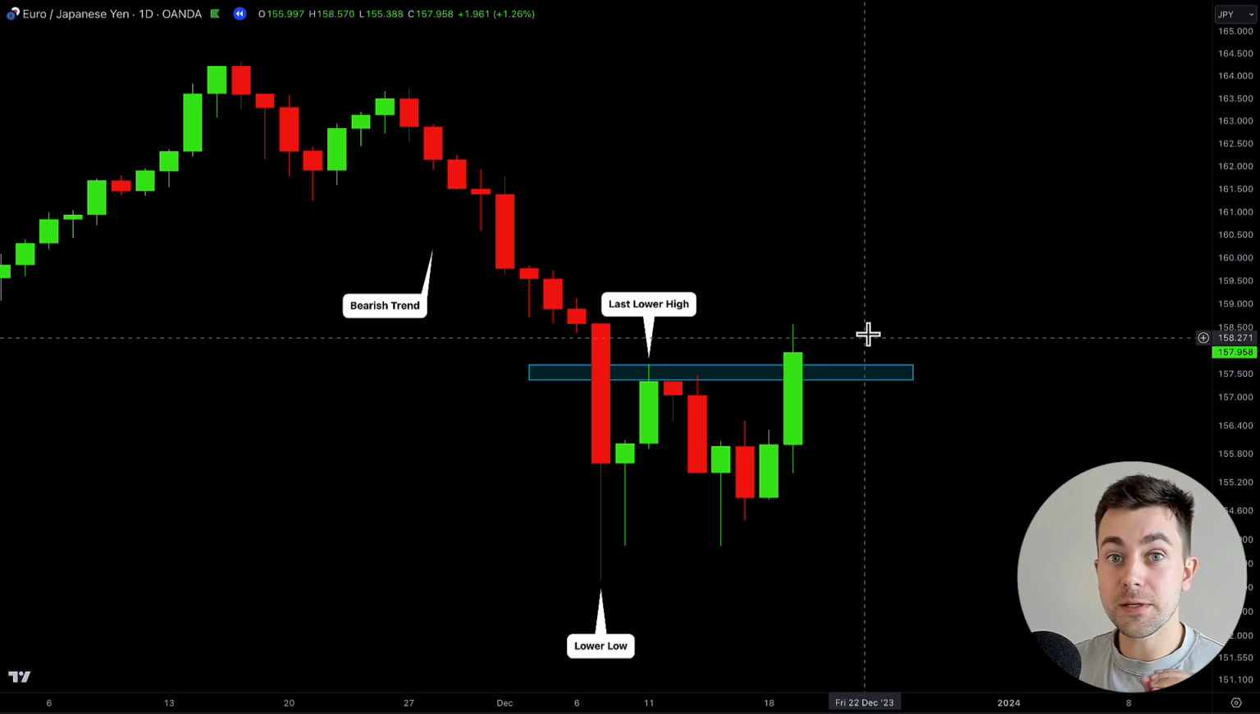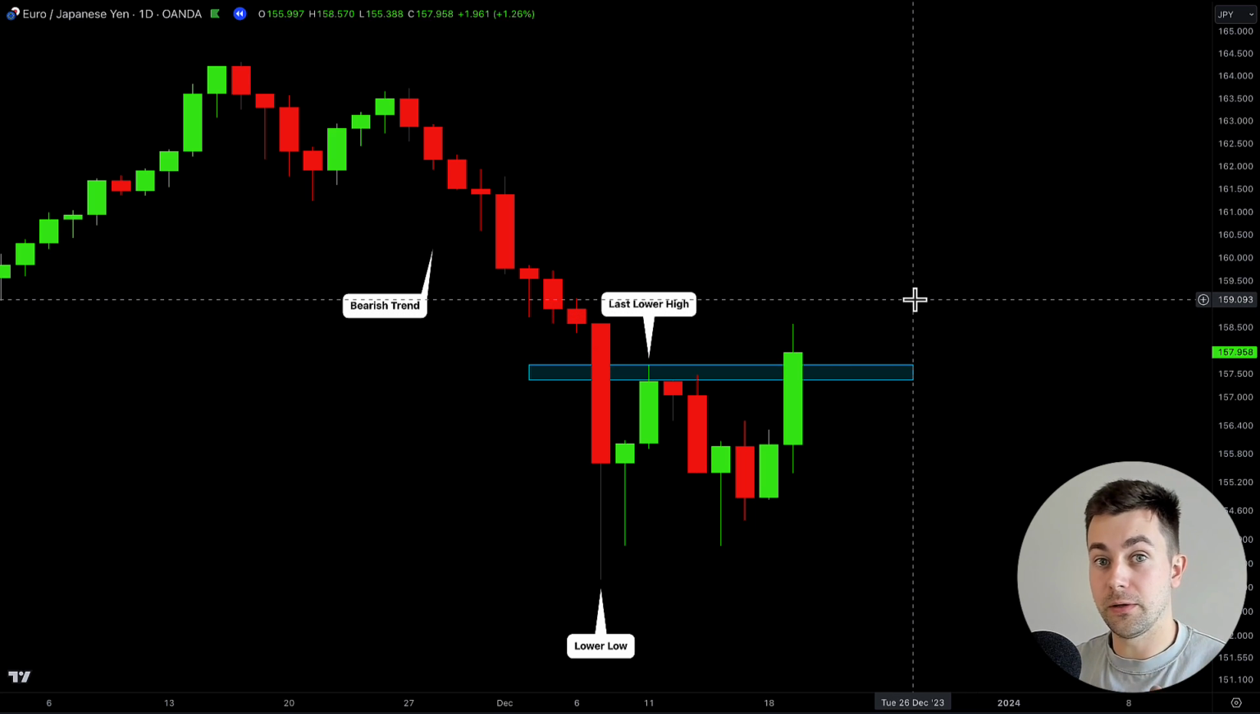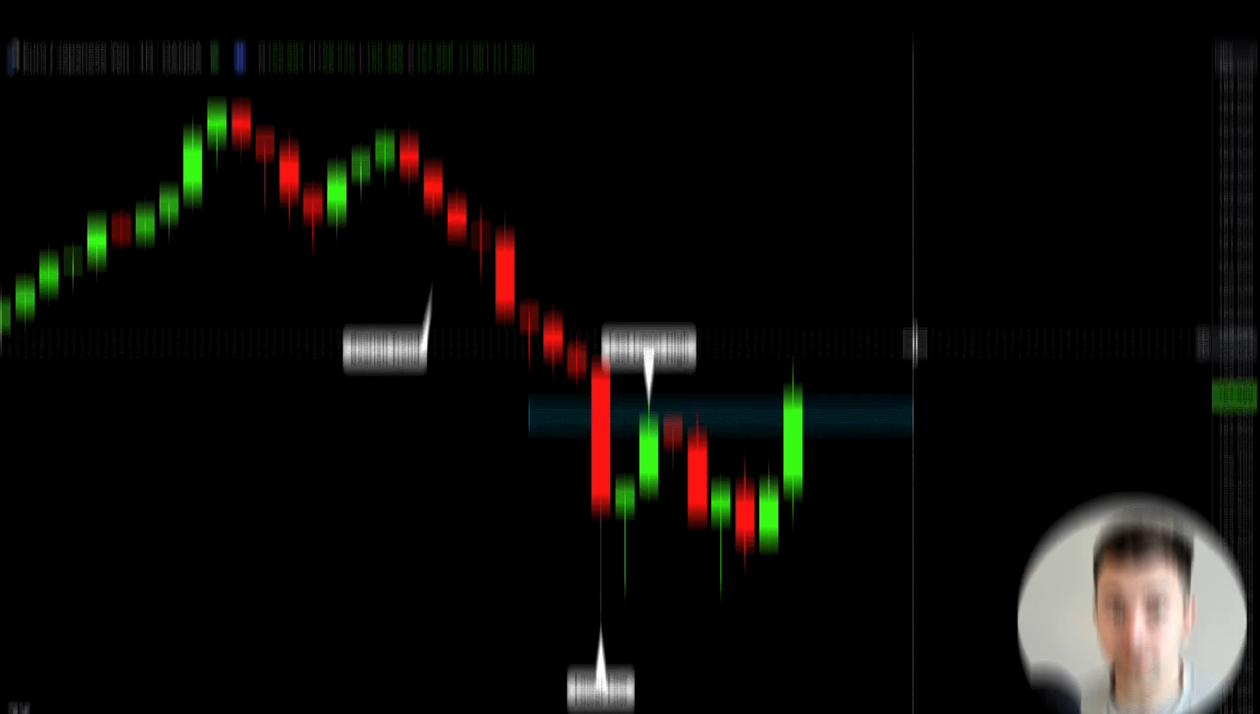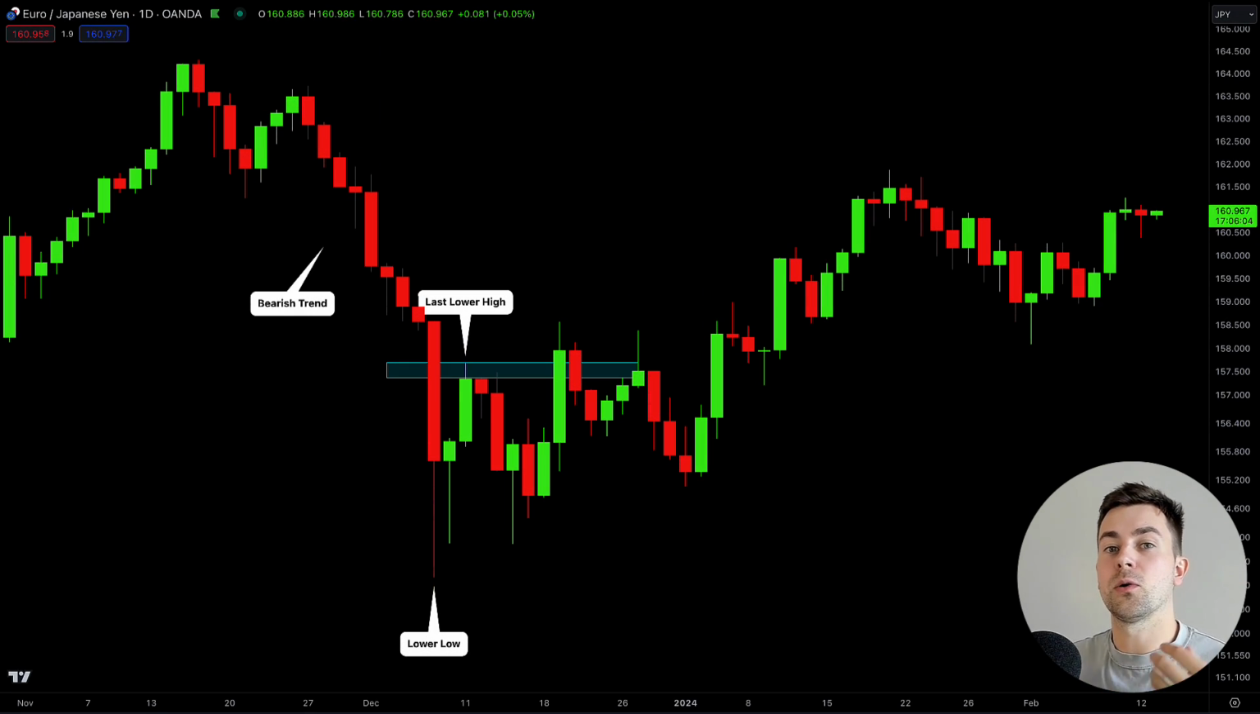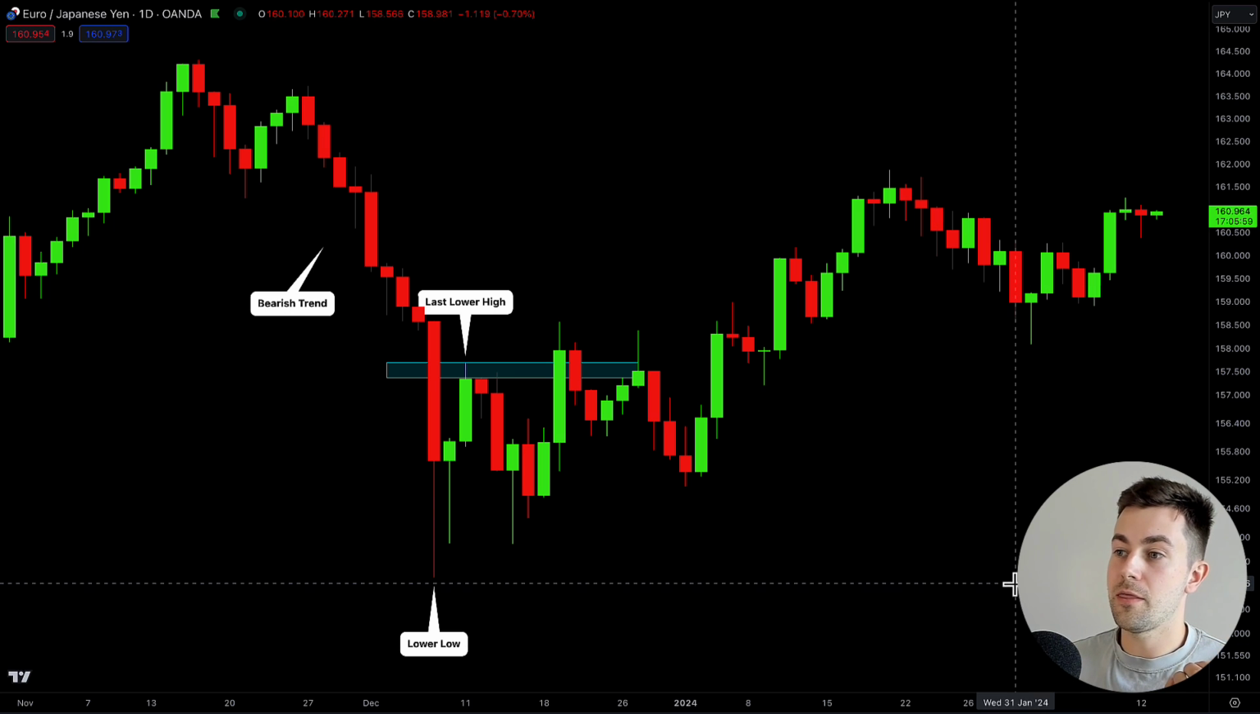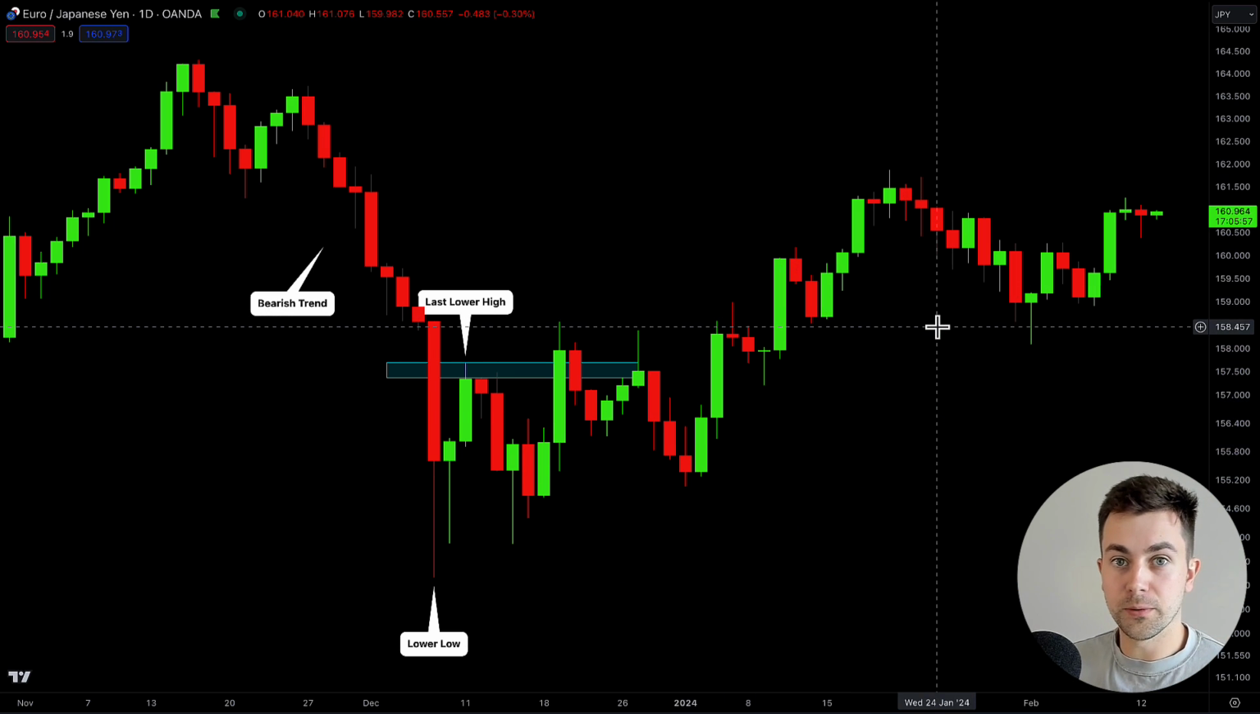For us, it is a confirmed change of character. And for us, it is a strong bullish signal. As you can see, the change of character quite accurately indicated a coming bullish reversal. And you can see that then a strong bullish movement initiated and the market started to trade in a bullish trend.